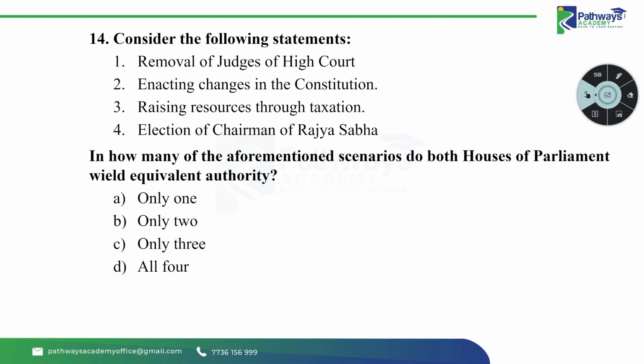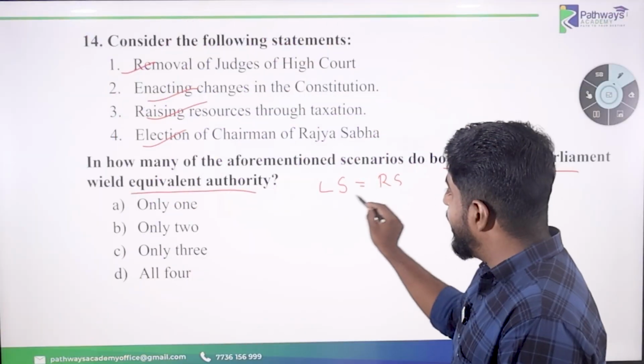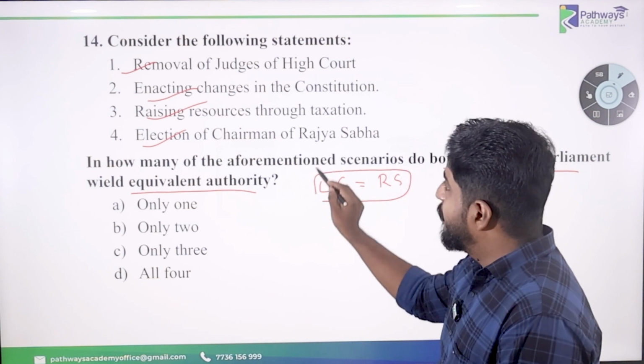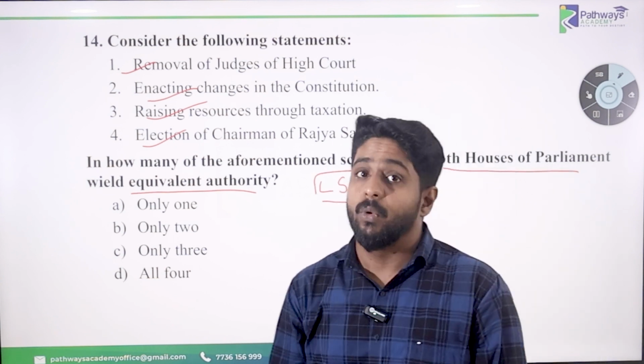Question number 14. Consider the following statements. Number 1, removal of judges of High Court, enacting changes in the constitution, raising resources through taxation, election of chairman of Rajya Sabha. In how many of the aforementioned scenarios do both houses of parliament wield equivalent authority? Which means the question is, where will the Lok Sabha as well as Rajya Sabha have equal powers? First one, removal of judges of High Court.